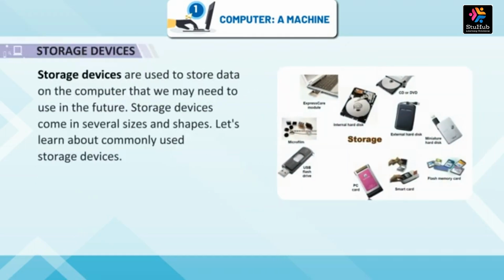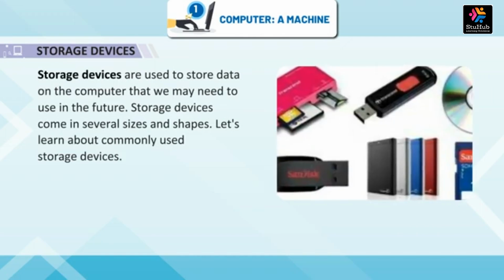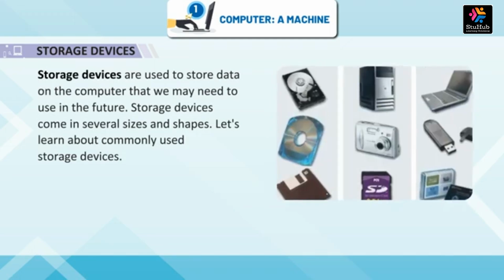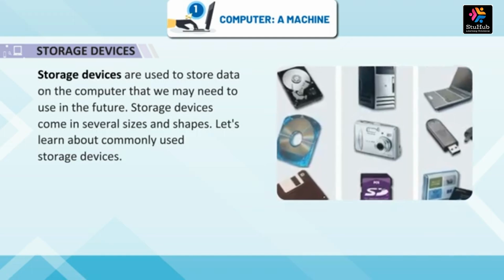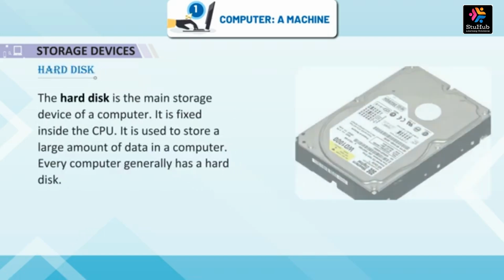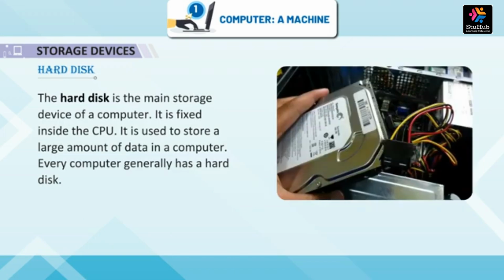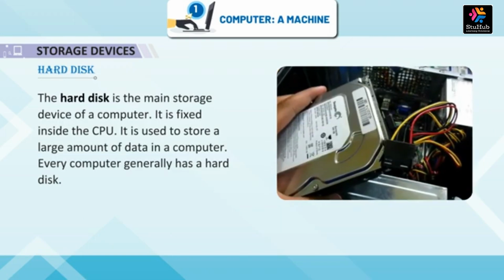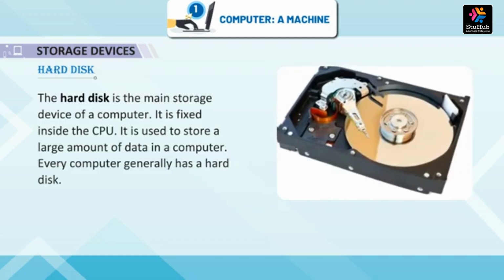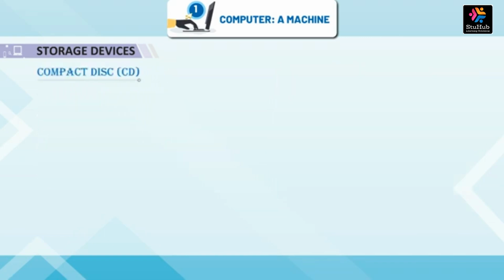Storage devices. Storage devices are used to store data on the computer that we may need to use in the future. Storage devices come in several sizes and shapes. Let's learn about commonly used storage devices. Hard disk. The hard disk is the main storage device of a computer. It is fixed inside the CPU. It is used to store a large amount of data in a computer. Every computer generally has a hard disk.